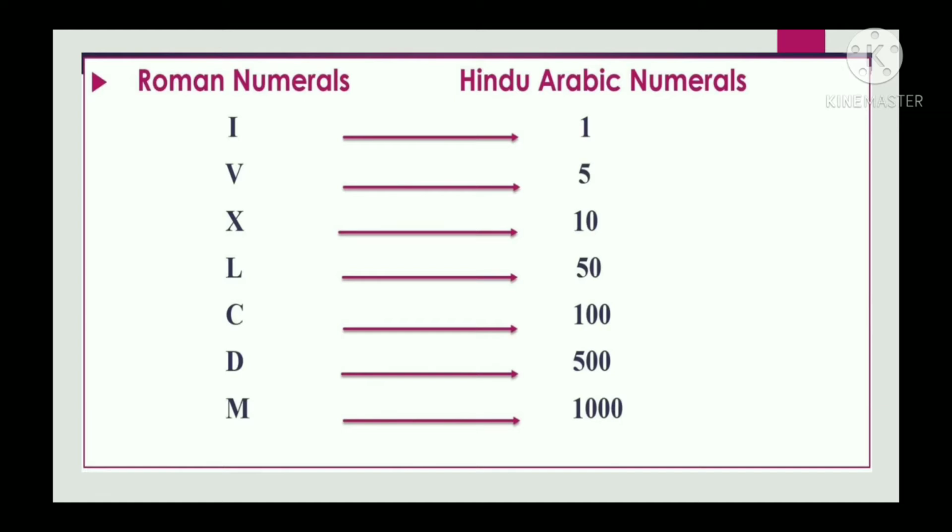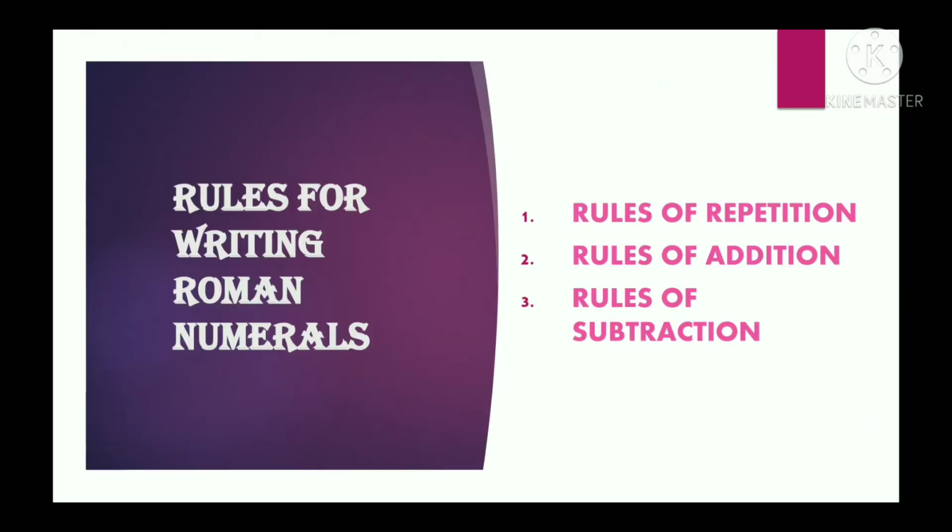Here are some letters or symbols which we use to write the Roman numerals. The symbol I is equal to 1. The symbol V is equal to 5. The symbol X is equal to 10. The symbol L is equal to 50. The symbol C is equal to 100. The symbol D is equal to 500 and the symbol M is equal to 1000.